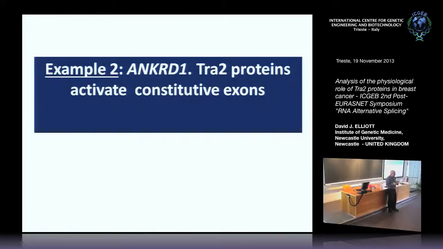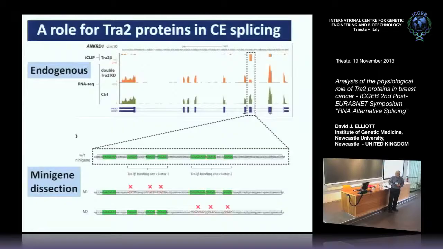Now, this exon was a total surprise to us because Tra2 proteins have previously only been implicated in alternative splicing, but in fact, this exon in ANKRD1 is a constitutive exon. So this means that Tra2 beta, as well as being involved in regulated splicing, also plays a role in constitutive splicing. And this data is shown here.